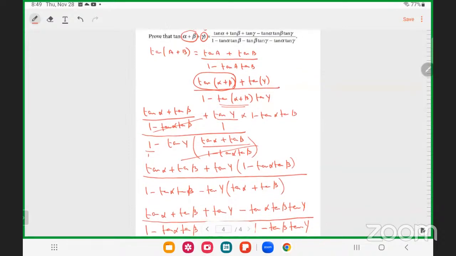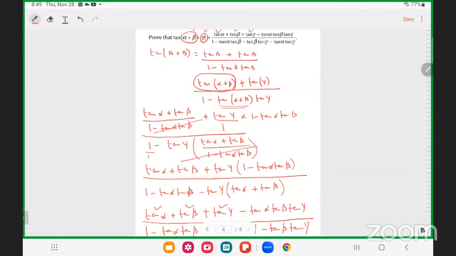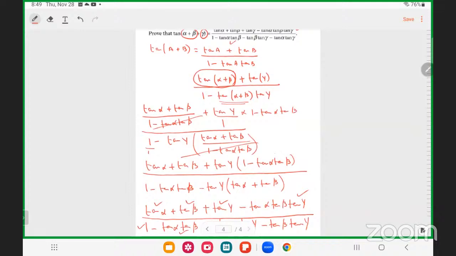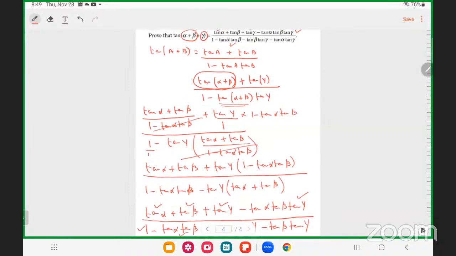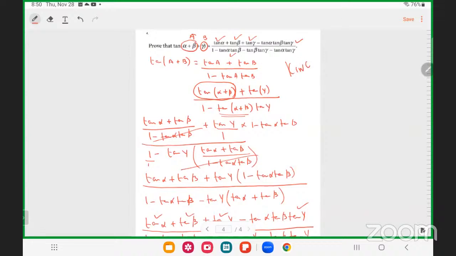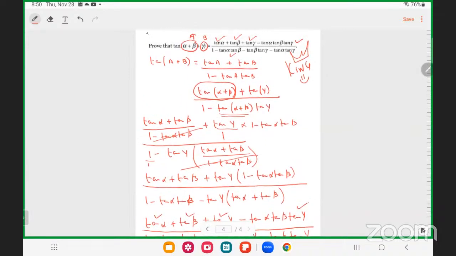And this is what we need to prove. Tan alpha plus tan beta plus tan y minus tan alpha tan beta tan y over 1 minus tan alpha tan beta minus tan beta tan y and minus tan alpha tan y. And hence the identity is proved and I have to feel like the king of the world. I hope this makes sense and I hope this is clear.